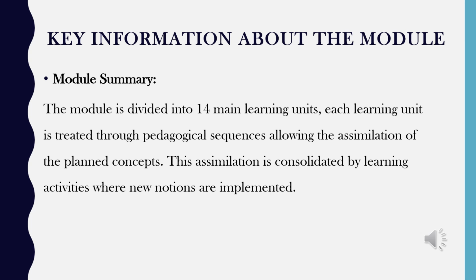The research methodology module is divided into 14 main learning units. Each learning unit is treated through pedagogical sequences, allowing for the assimilation of the planned and suggested concepts. This assimilation is then further consolidated by learning activities where new notions are implemented.